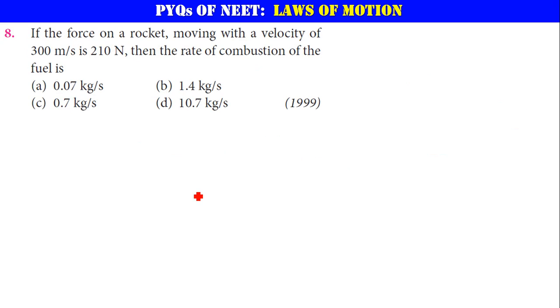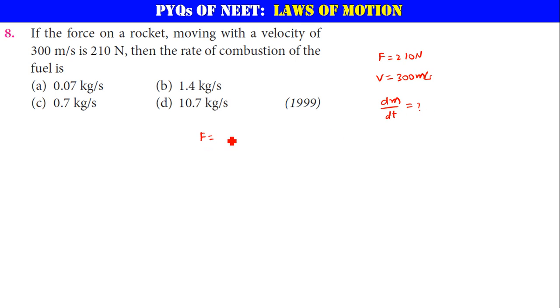Alright, next, if the force on a rocket moving with a velocity of 300 meter per second, force F is equal to 210 newtons, and the velocity of the rocket is actually 300 meter per second. Very good. The rate of combustion of the fuel is asking about at what rate the fuel will be burnt. dm by dt he is asking about.